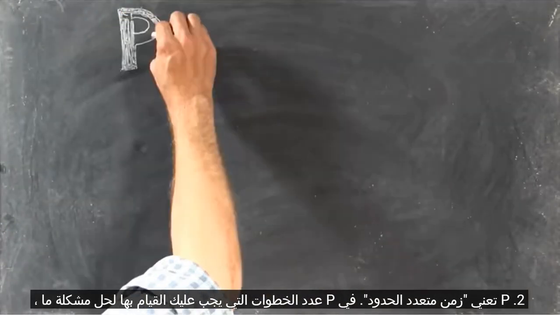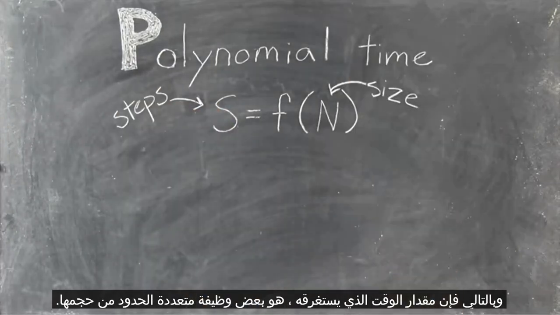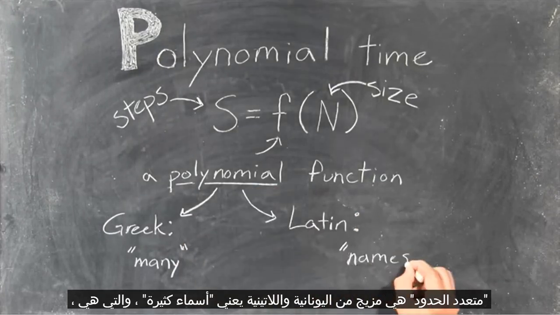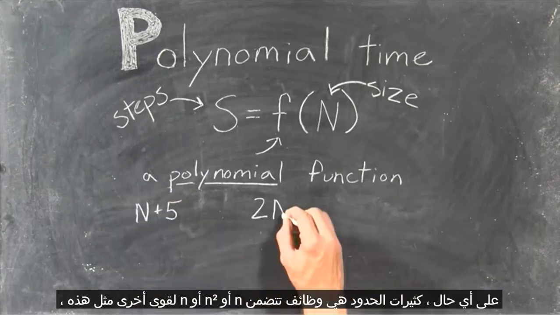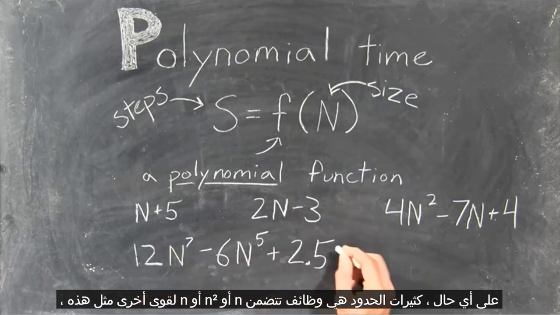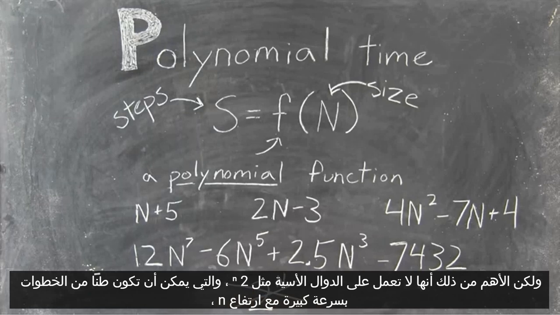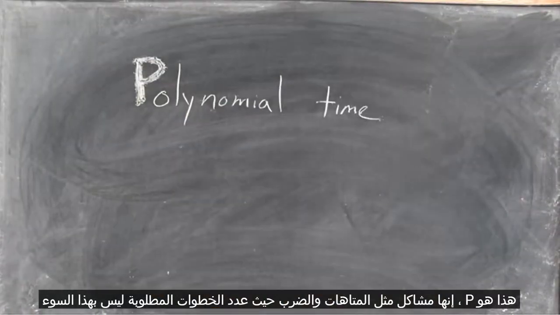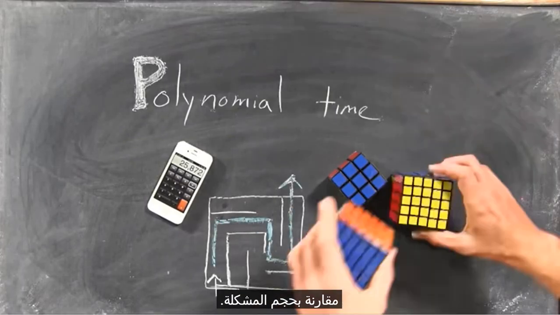2. P stands for polynomial time. In P, the number of steps you have to do to solve a problem, and therefore the amount of time that it takes, is some polynomial function of its size. Polynomial is a mishmash of Greek and Latin meaning many names, which is, regrettably, a pretty typical example of math's flair for unhelpful terminology. Anyway, polynomials are functions involving n or n squared or n to other powers, like these. But importantly, they're not exponential functions, like 2 to the power of n, which gets to be a ton of steps really fast as n goes up, a lot quicker than n to the power of 2. So that's P. It's problems like mazes and multiplication, where the number of steps required isn't that bad compared to the size of the problem.